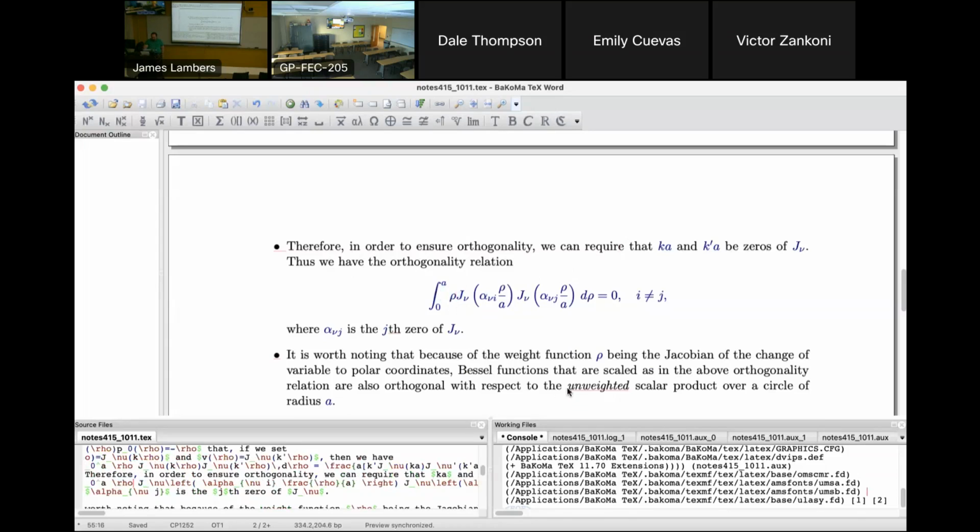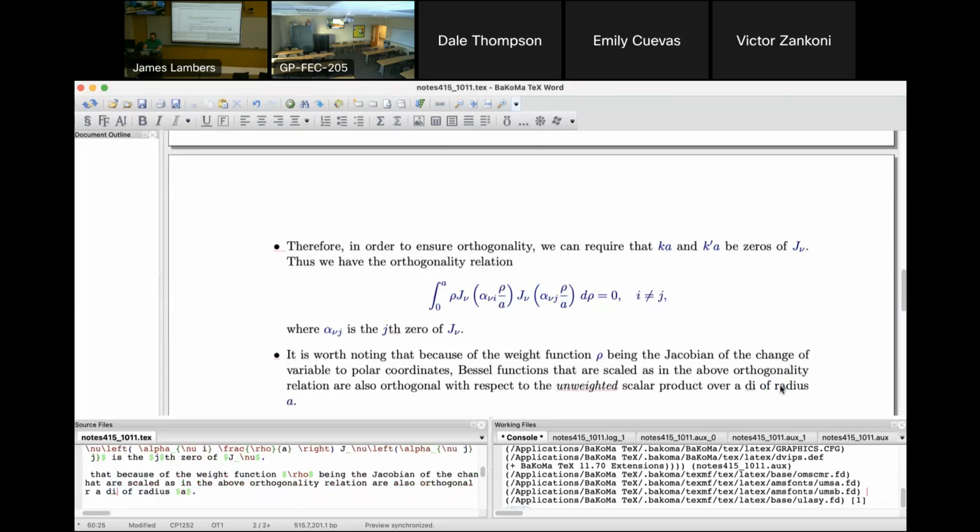So what we could say is Bessel functions are orthogonal with respect to this weight function, or another way to look at it is they're orthogonal with respect to the unweighted scalar product over a disk, not circle, disk of radius a, because if you're integrating over a disk of radius a, then you're integrating from 0 to a d rho, and then from 0 to 2 pi in your angular variable, often referred to as theta.